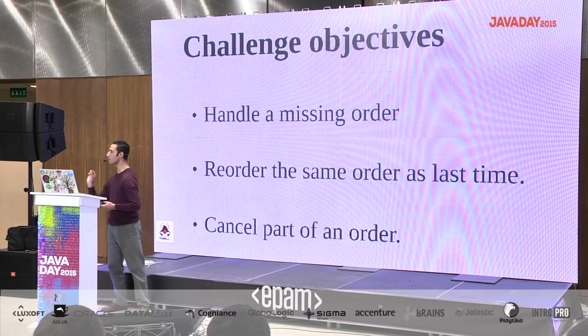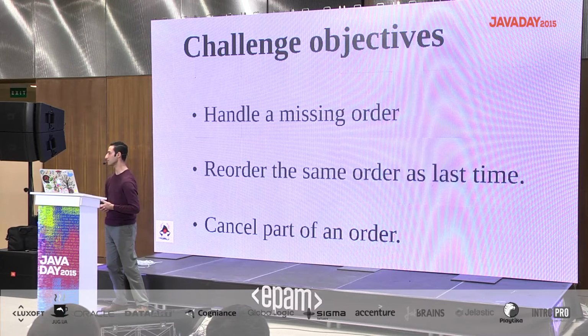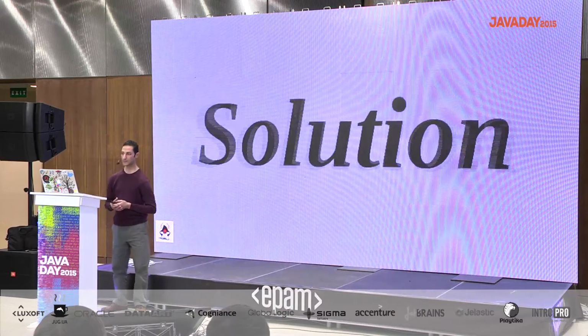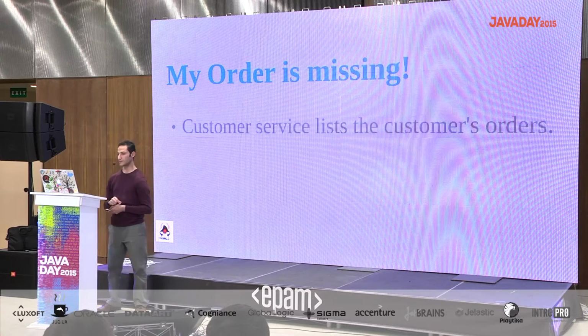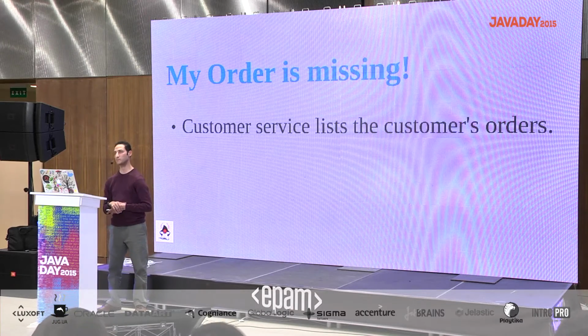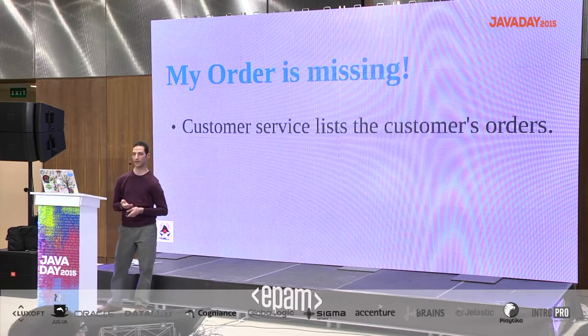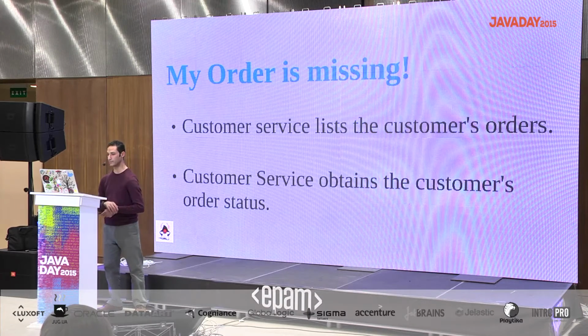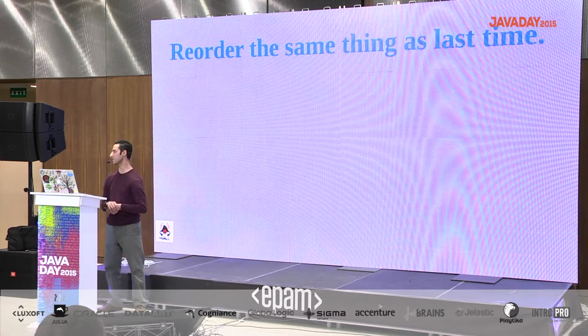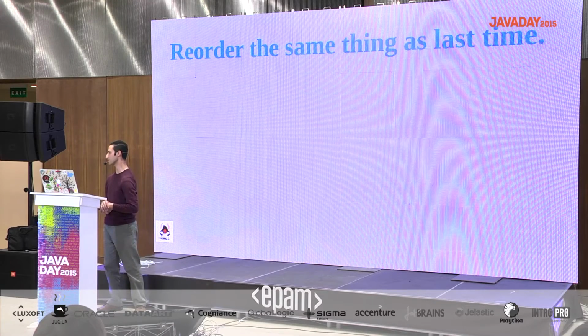What about canceling part of an order? I would like to cancel an item from an order. We didn't describe this. We cleared all the items. So let's see our solution. I'm going to list my activities. Okay, customer service lists the customer orders. We have done this. We have a URL that specifies this. Customer service obtains the customer order status. They will get the order by ID, no problem. We already have this defined, so we are not going to do anything further.